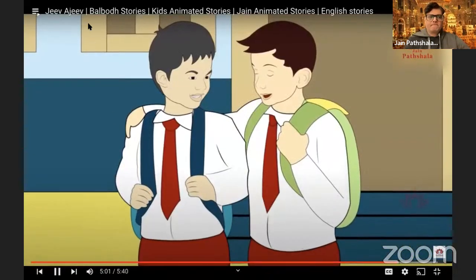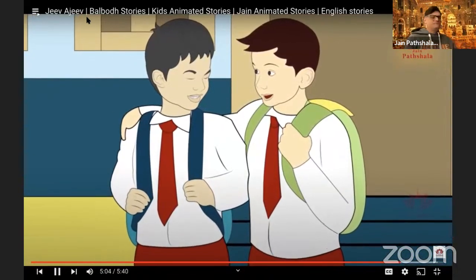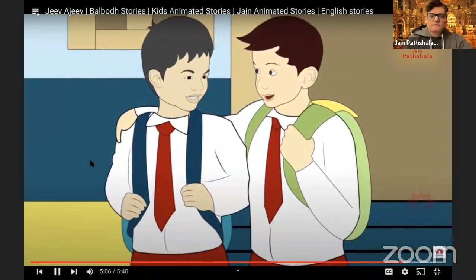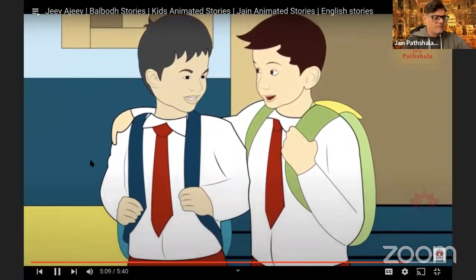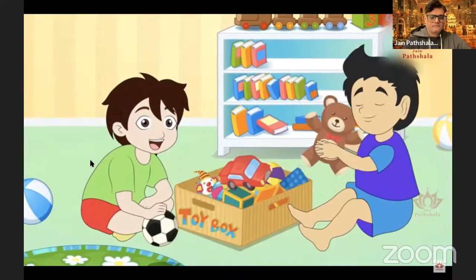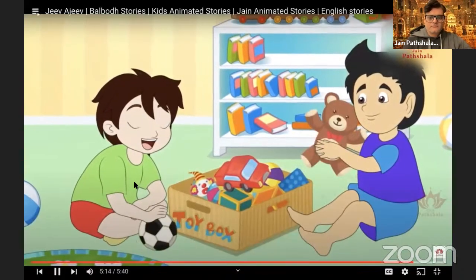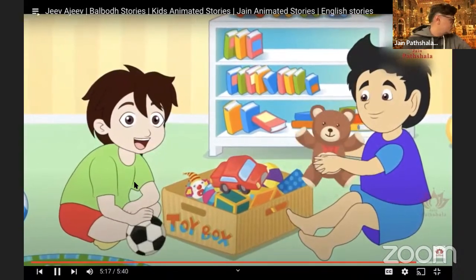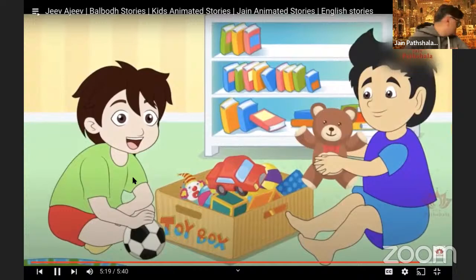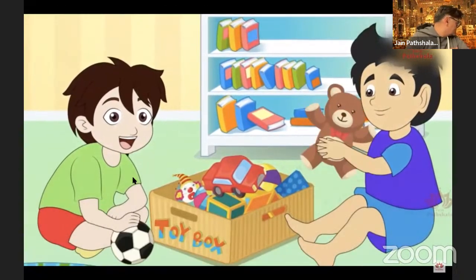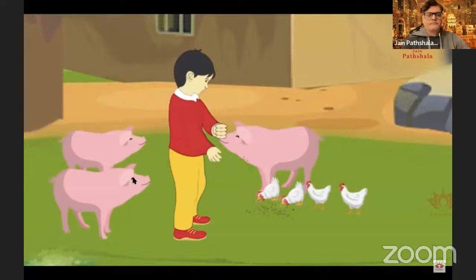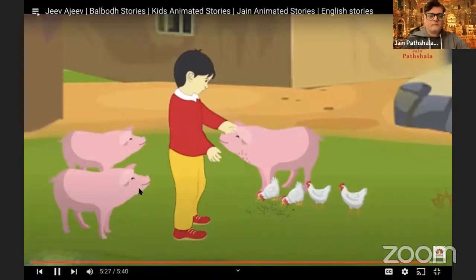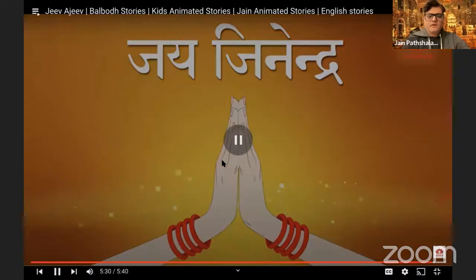When someone talks to us politely, we must also talk to others humbly so that they can also feel nice. The way we feel nice when we go to our friend's house and they share their toys with us, we must also share our toys with our friends so that they would feel nice too. We'll do so, right? Okay. Make sense? We have to be nice to all living beings.